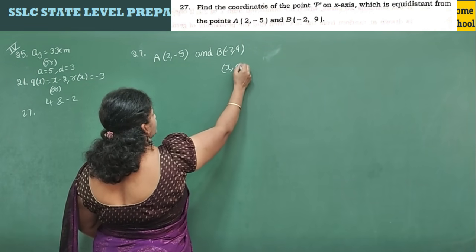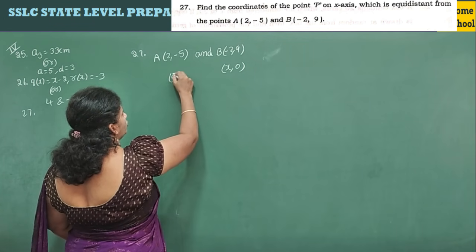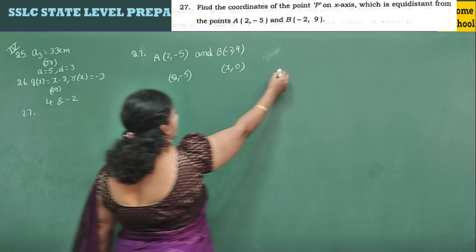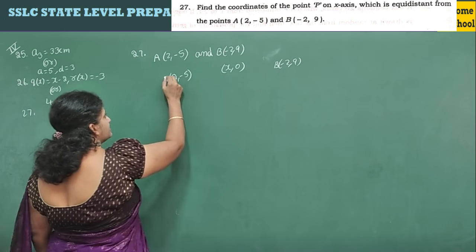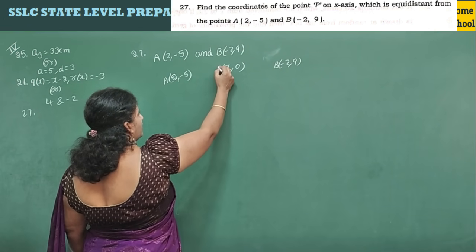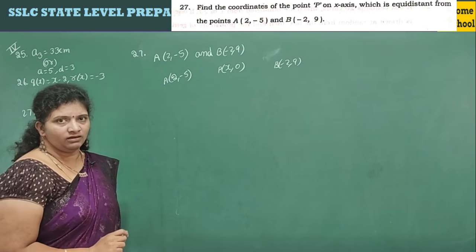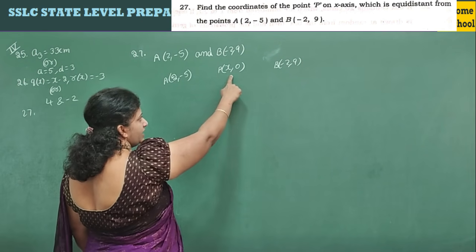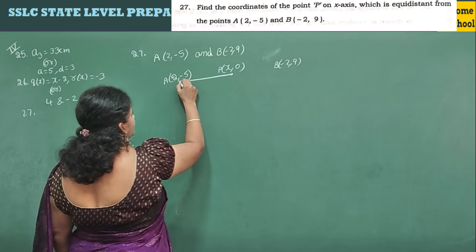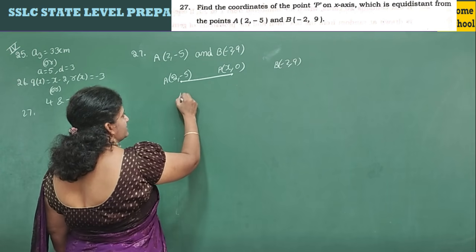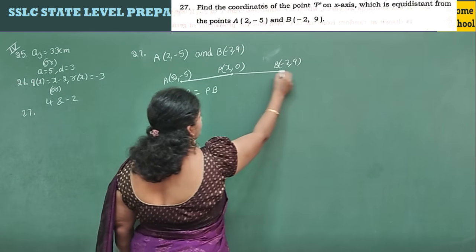X, 0, right? And another coordinate 2, minus 5. Another coordinate minus 2, 9. This is B and this is A. Let me make a point on x-axis, so P x, 0. Given here, this coordinate is equidistant. That means the distance, AP distance is equal to PB distance, right?